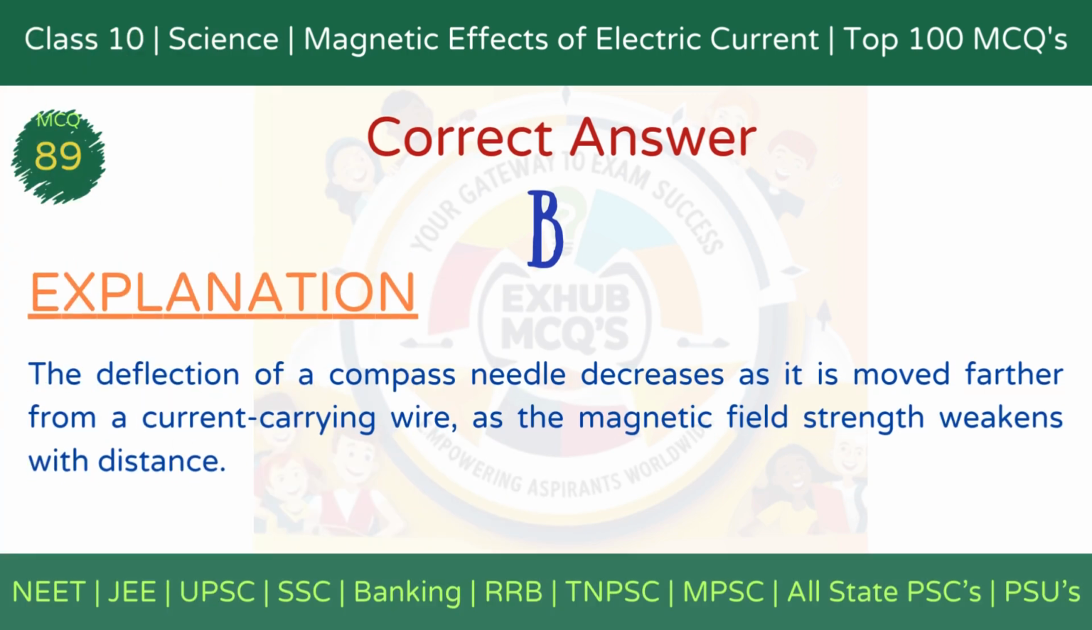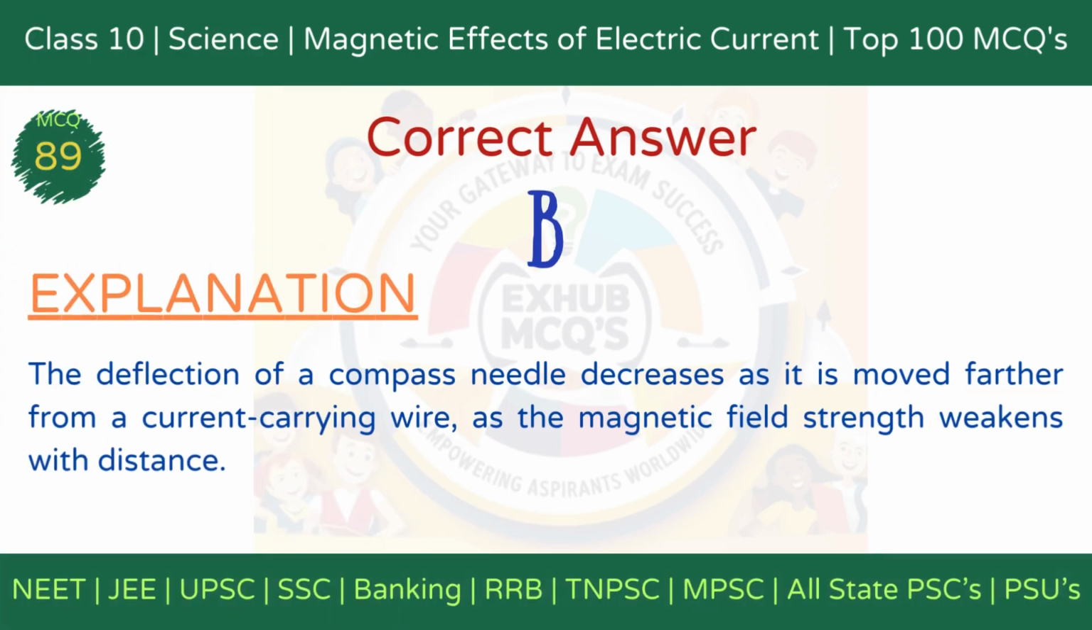The correct answer is option B, deflection decreases. Explanation. The deflection of a compass needle decreases as it is moved farther from a current-carrying wire because the magnetic field strength weakens with distance.